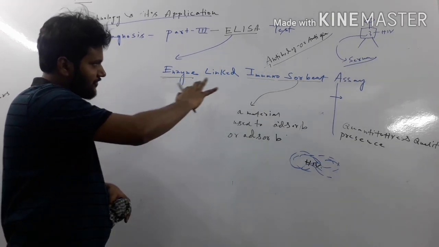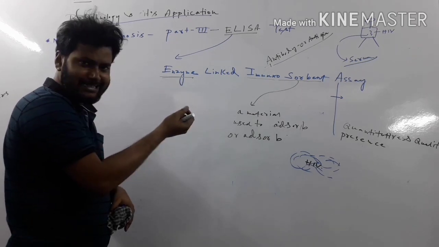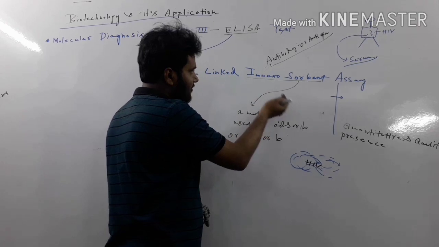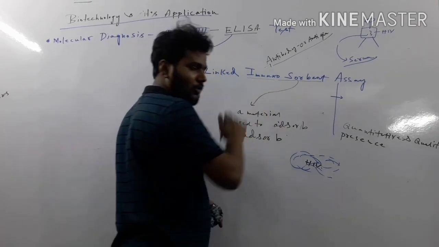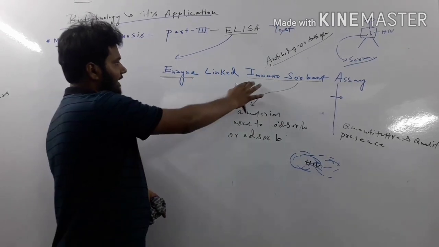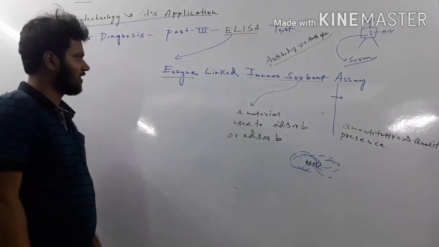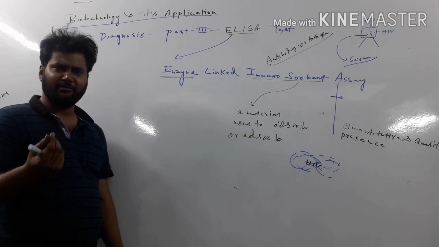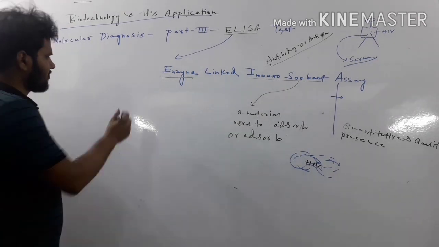So this is basically the ELISA, word by word meaning. What is ELISA? ELISA is one type of assay. This is actually one type of immunoassay where sorbent will be used, and in that immunosorbent, an enzyme will be linked. This ELISA technology was actually invented by two groups of scientists. One group was from Sweden.